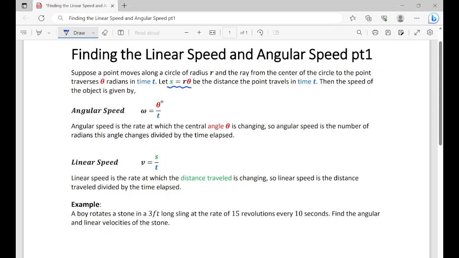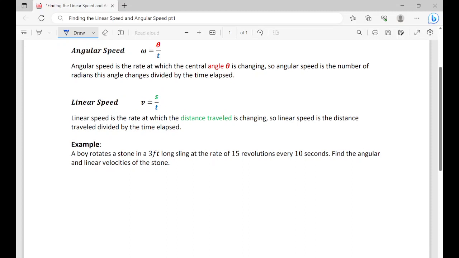Omega equals theta over t, which is the angular speed, and v equals s over t, which is the linear speed. And just make sure you know and remember that theta is in radians. So whatever we have, we've got to convert it to radian measurements.